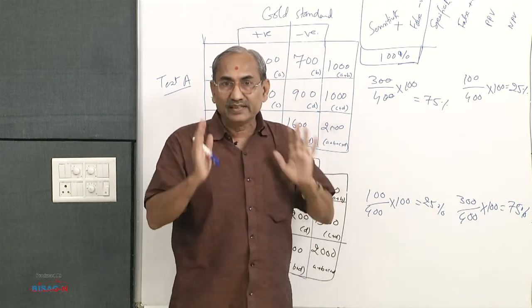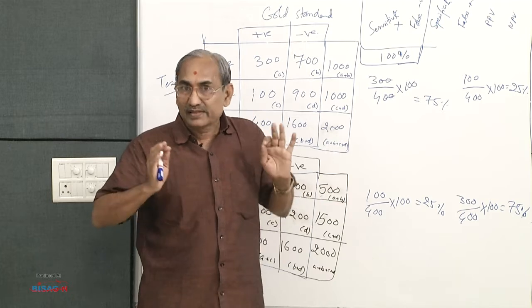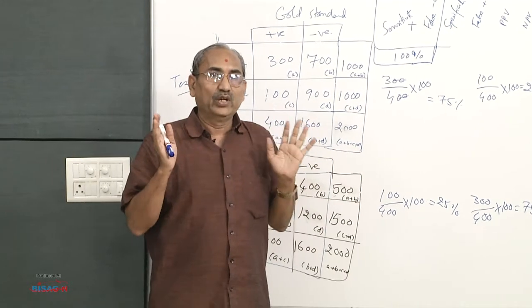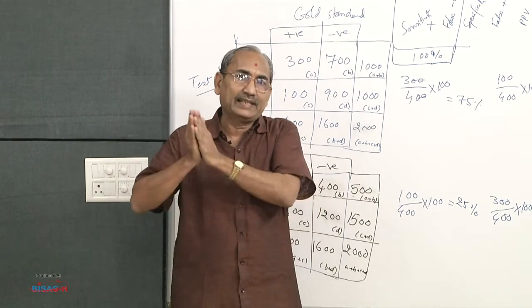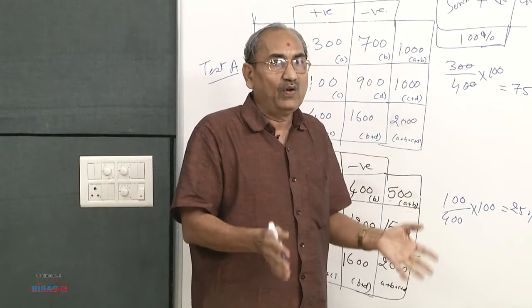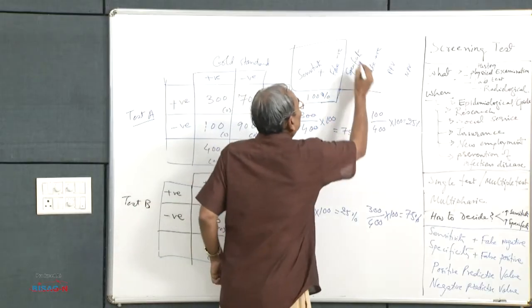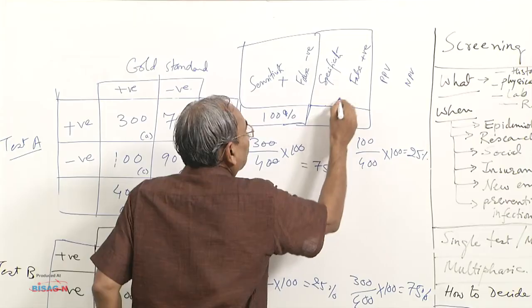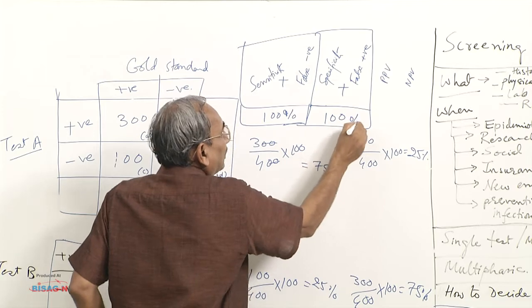So this is very clear about the sensitivity and falsely labeled as negative. Even at midnight, try to remember: falsely labeled as negative. Now let us see the next thing, specificity and false positive. This is also 100%. Let us see how.